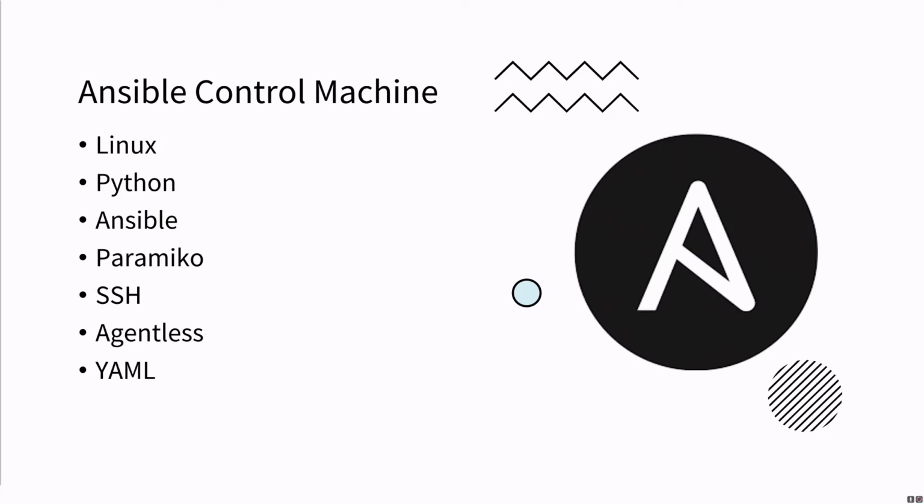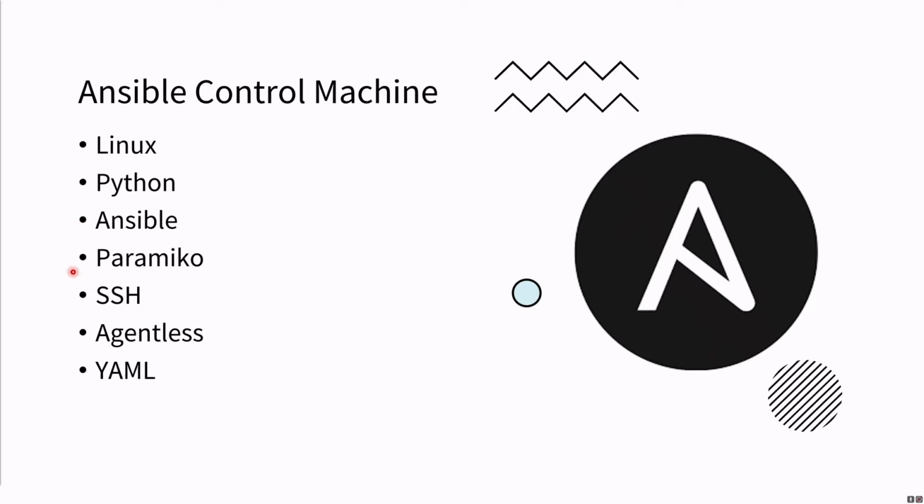The Ansible control machine. Any Linux machine can be an Ansible control machine. The only requirement is that you have Python installed on it and you have Ansible installed on it, which is really not that difficult to get installed. You need Python first because Ansible is written in Python and it is completely open, so if you wanted to write your own modules in Python, you can do that.